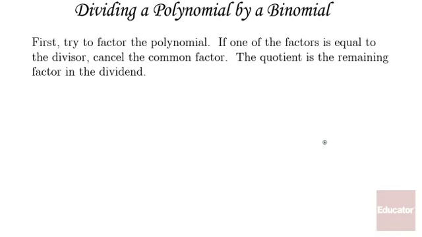A little bit more complicated is dividing a polynomial by a binomial. First step is to try to factor the polynomial. Sometimes that's not possible, but if it is, this is an easy method for division. If you do this factoring and you find that one of the factors is equal to the divisor, then cancel that common factor. The quotient is the remaining factor in the dividend.